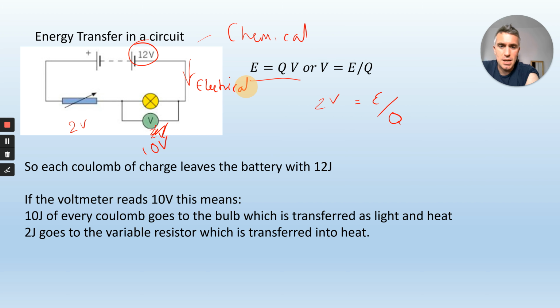Then it goes into the bulb. And that electrical energy in the bulb goes as light and heat. And then when we go to the variable resistor, it doesn't do anything apart from resist, so it's lost as heat. So that's how the energy is transferred in the circuit. So chemical energy from the battery turns into electrical energy that flows around the circuit, and the electrical energy in the bulb becomes light and heat, and in the resistor just becomes heat.